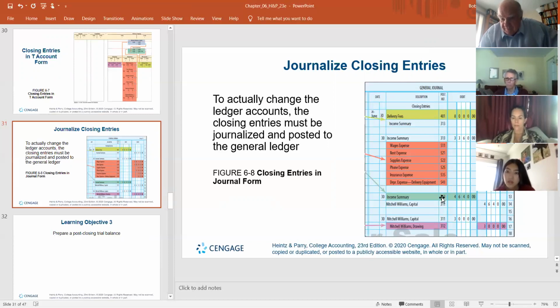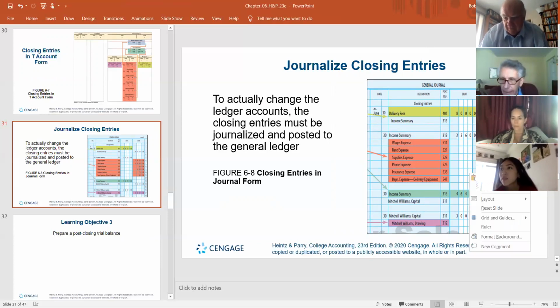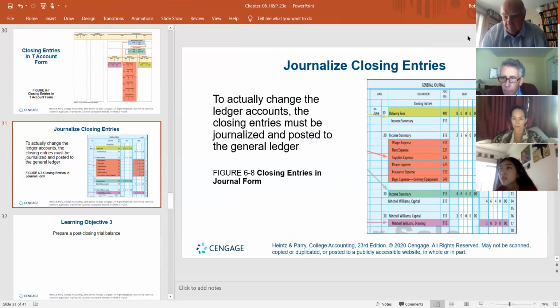And now we're ready to update capital by debiting the income summary and crediting Mitchell Williams Capital. This is step 3. And then remember, drawing must be eliminated or reclassed. Let's not say eliminated. It's reclassified into capital because it reduced the capital. So now we're all set. Any questions on the journal entries? You good with the 4 steps? The 4 steps. Sounds like a doo-wop group, the 4 steps.